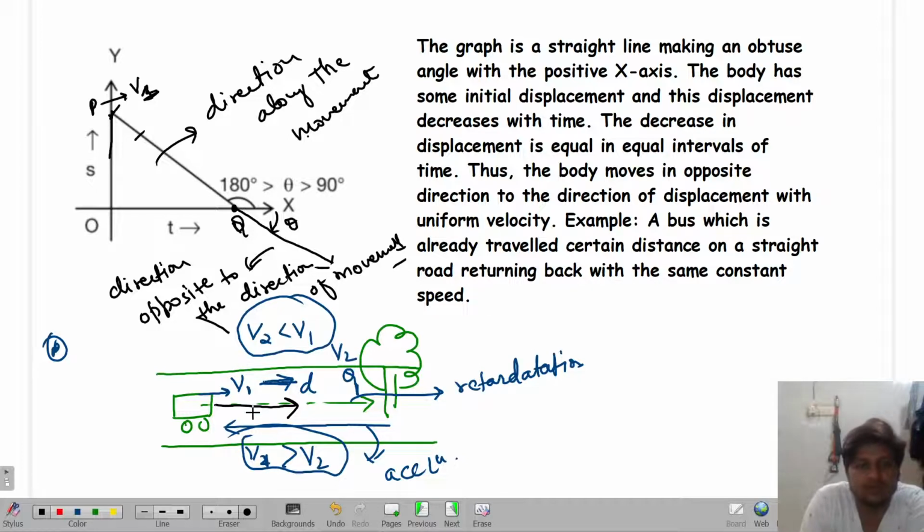So if the velocity of the body decreases uniformly and the body also changes its direction, then I'll have to draw the graph this way. First, the velocity will decrease uniformly. Then, since the particle has changed its direction of motion and it is accelerating in the opposite direction, the graph will go down and down and down. Are you able to understand or not?